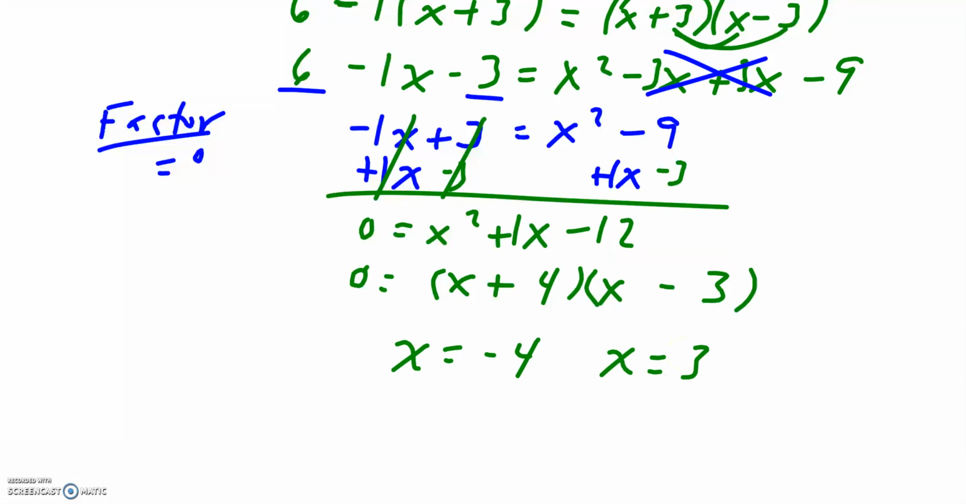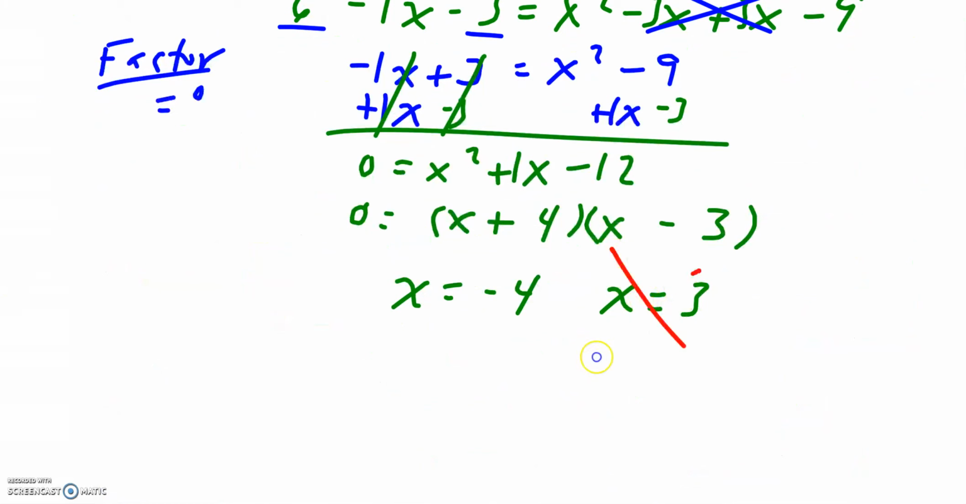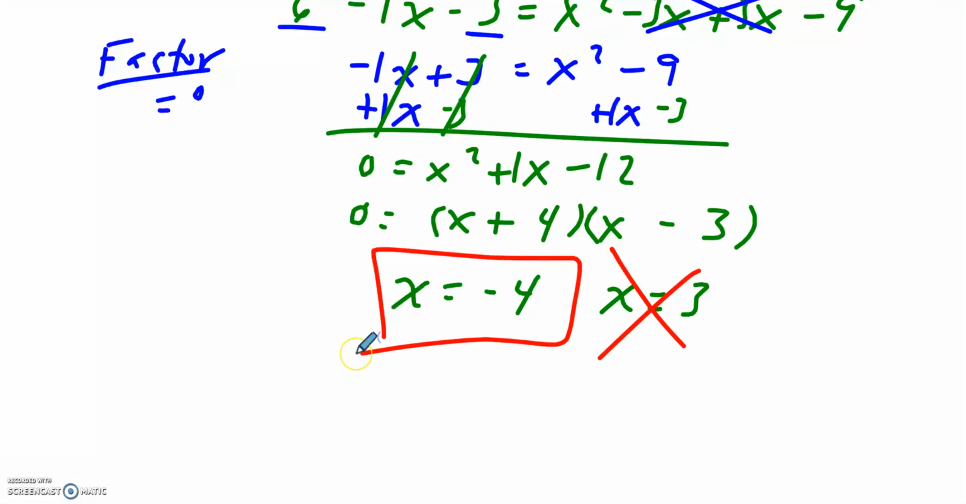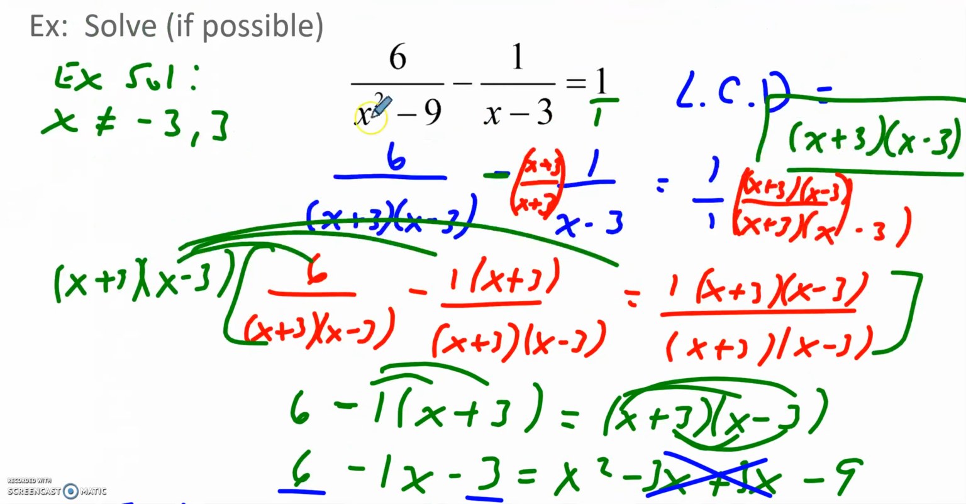Now, here's why the extraneous solutions are so important. If you look back at the beginning, we said that x could not be negative 3 or 3, which means that this answer does not work. So my only answer is negative 4. And again, if you'd like to double check yourself there, take the negative 4, plug it back in anytime you see an x, and see if this side indeed does equal 1.